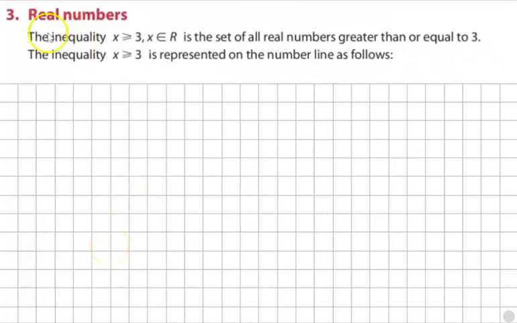Real numbers. The inequality x is greater than or equal to 3, comma, x ∈ R, so this means x is an element of the real number set, is the set of all real numbers greater than or equal to 3. The inequality x is greater than or equal to 3 is represented on the number line as follows.